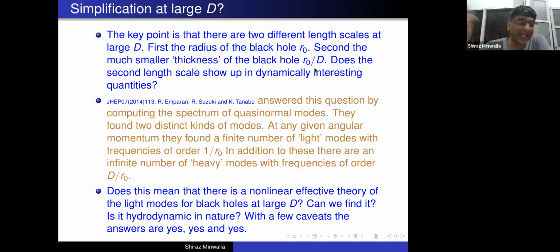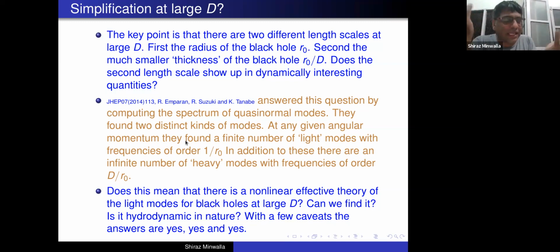And you might ask, does this second length scale show up in dynamically interesting quantities? Now, Emparan, Suzuki, and Tanabe answered this question by computing the spectrum of quasi-normal modes around a Schwarzschild black hole. And just by doing the calculation, they found that the spectrum of quasi-normal modes had an interesting structure. In this case, the spectrum of quasi-normal modes is organized by angular momentum. At every angular momentum, there was an infinite number of heavy modes where the frequency of these modes was of order d divided by r naught. But at every angular momentum, there was also a finite number of light modes, with frequencies of order 1 divided by r naught.